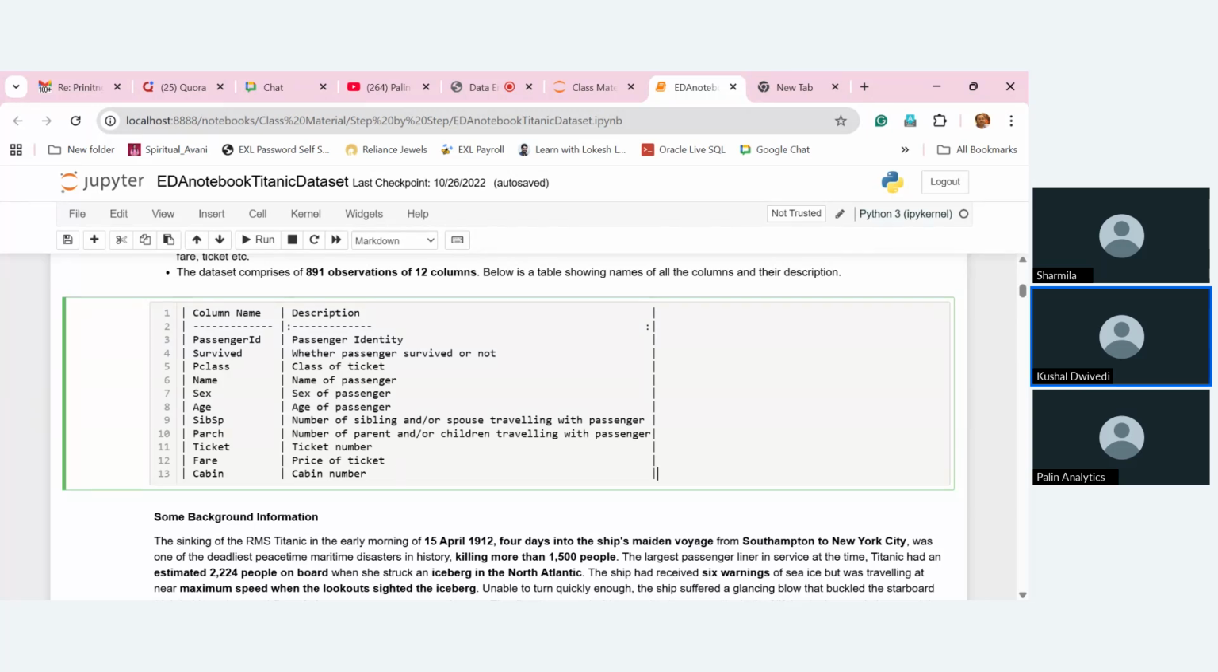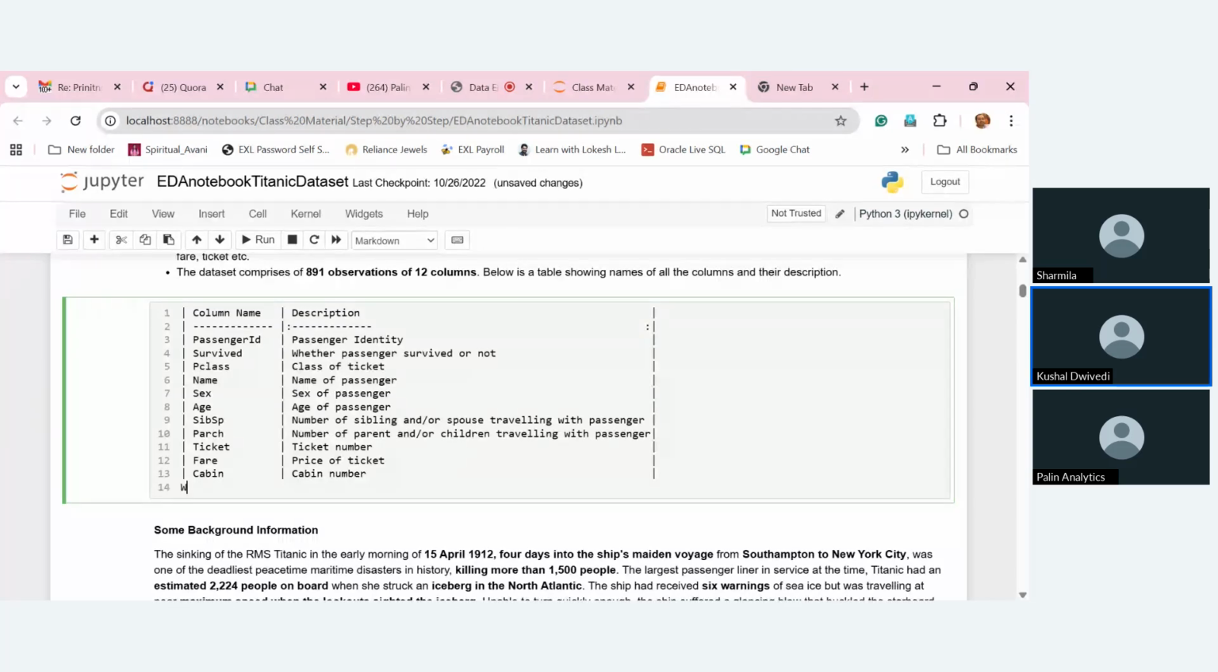One more column is there, embarked. That is the place where the passenger boarded the ship. So this information is also there inside this data.